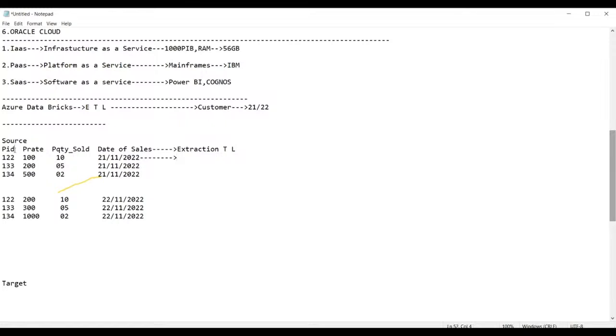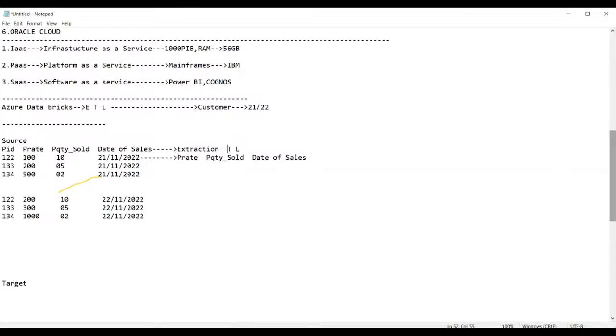Do we require the product ID to find out the net sales amount of the day? Not required. Do you require the product rate? Yes, required. Quantity sold? Required. Date of sales? Required. So now, guys, I'm picking up these 3 columns. Picking up these 3 columns is the process of extraction. Now the columns are picked up.